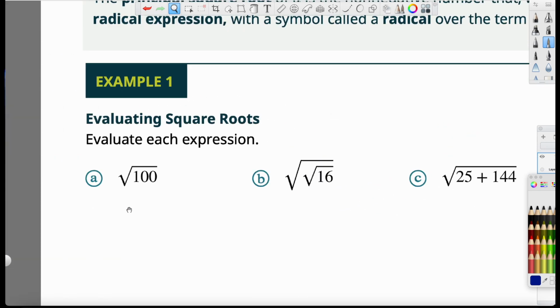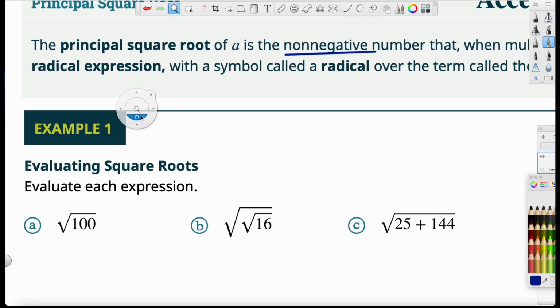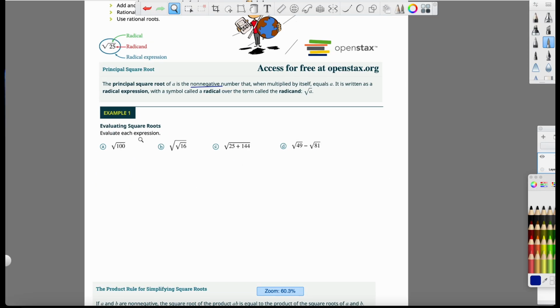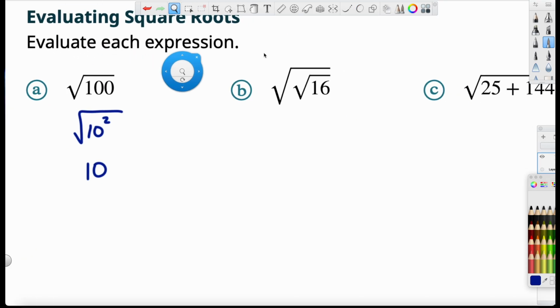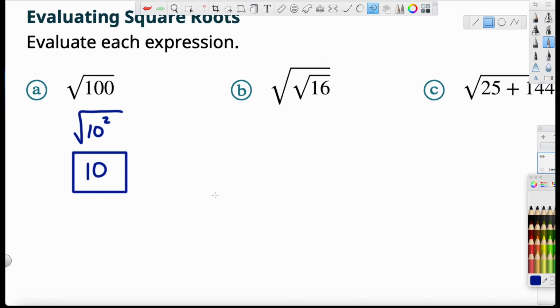Okay, so let's jump right into evaluating some square roots here. Square root of 100, well, I hope we see that's a perfect square. So another way to write this is 10 squared square rooted, and the square root and the square would cancel, and so this would leave us with 10. So that's my solution there. Maybe I'll start boxing these in again.